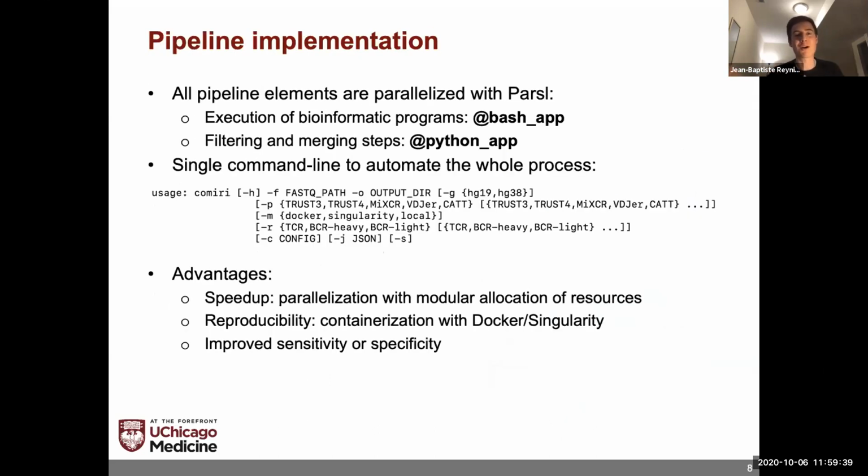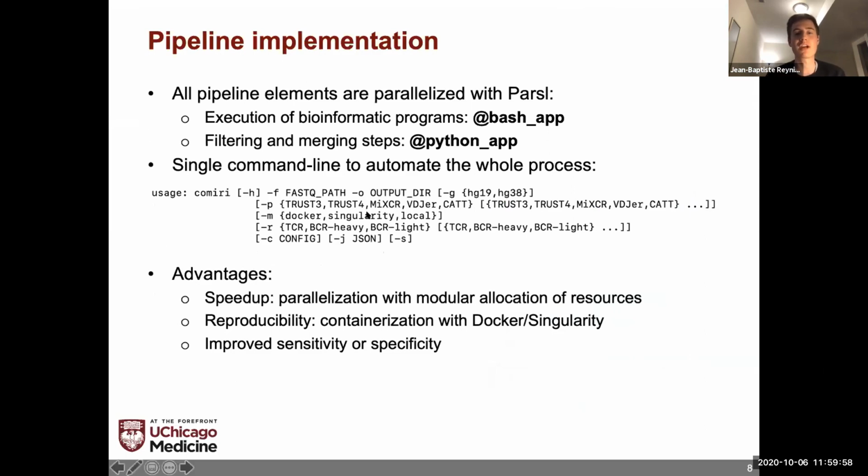Now to the Parcel part. So all the pipeline elements were parallelized with Parcel. The bioinformatic programs, as you would expect, are all Bash apps, and then the filtering and merging steps are done through the Python apps. And so we have this one command line to automate the whole process, which makes it very useful. And also it allows a lot of modularity.